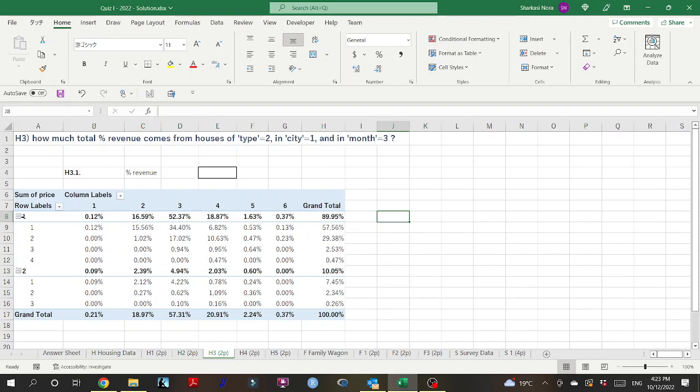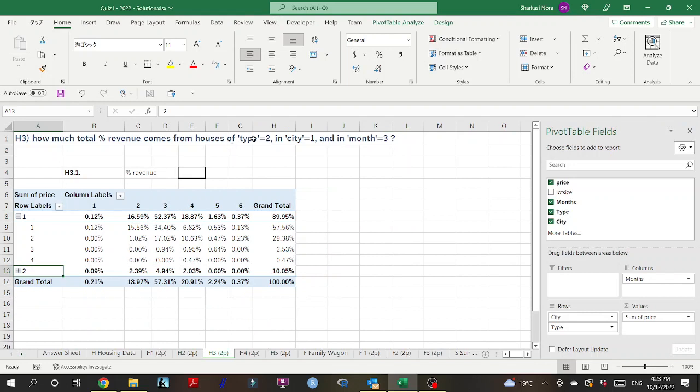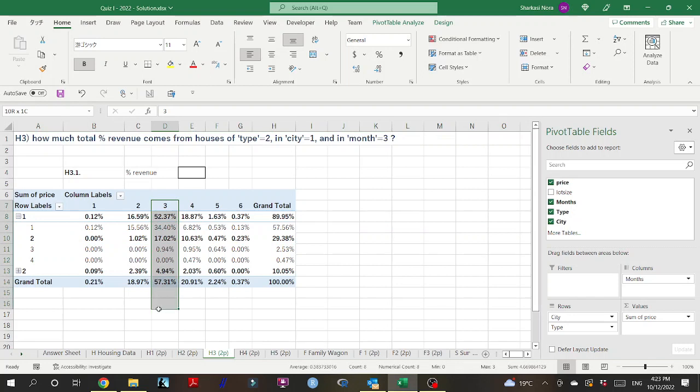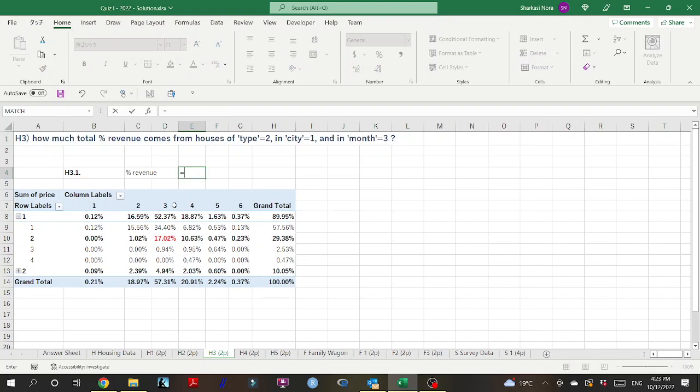So here is the city, city 1. So I don't need city 2. I want type 2, city 1, and month 3. So that would be this reading, right? So here is the percent of revenue. So it would be equal to this right there.